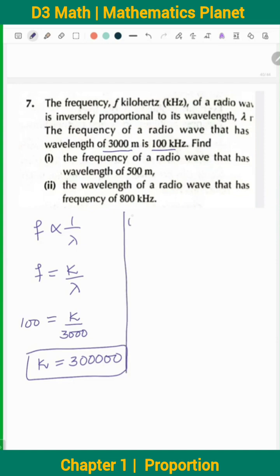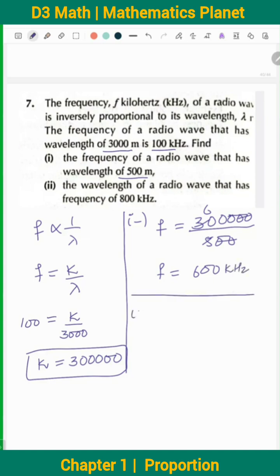Now find the frequency of a radio wave that has a wavelength of 500. So f is equal to 300,000 divided by 500. So what we will get, 5 times 6 is 30, 600. So the frequency would be 600 kilohertz.